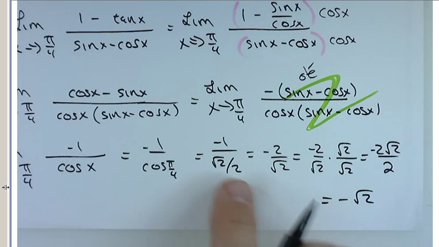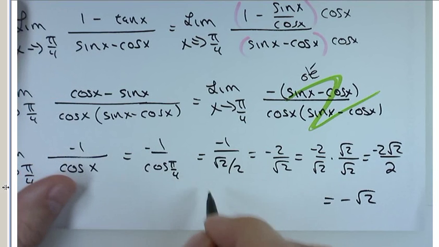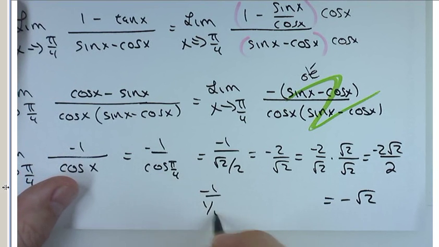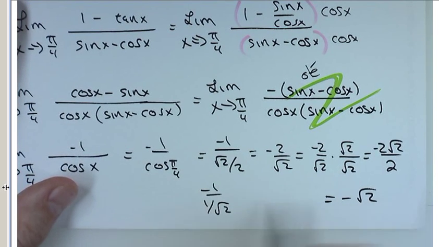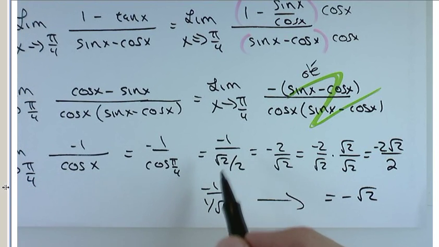Had you thought of this originally up here as negative 1 over 1 divided by the square root of 2, then it simplifies to this right away. But most people, myself included, think of cosine as being root 2 over 2. Yes?